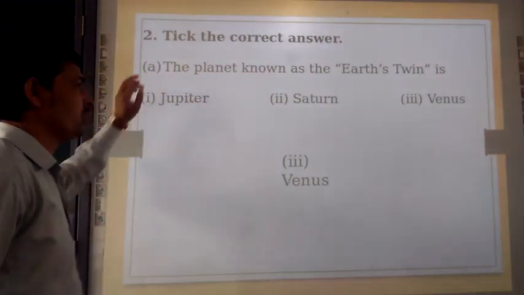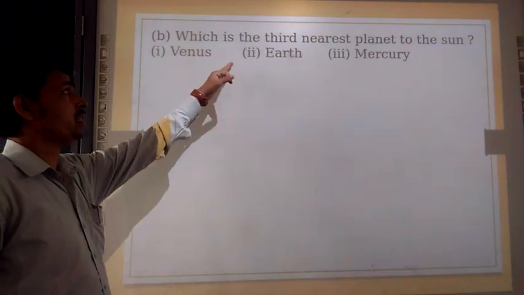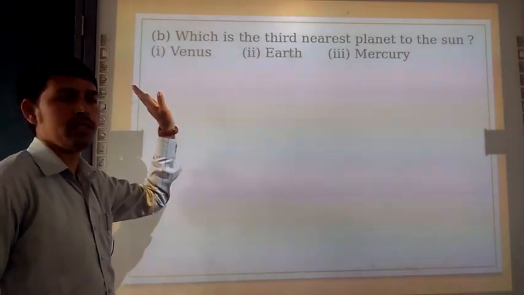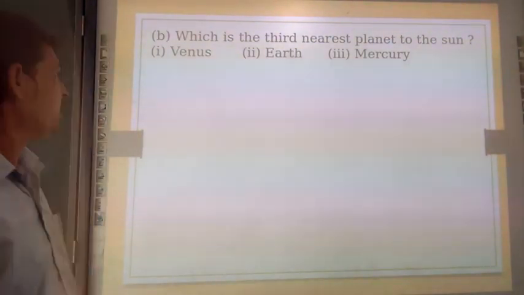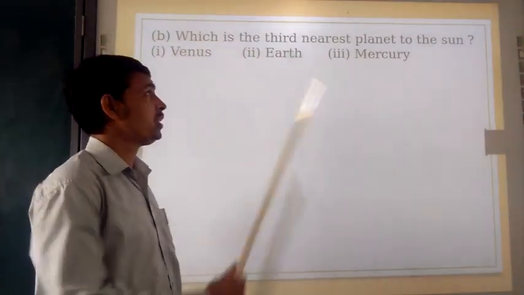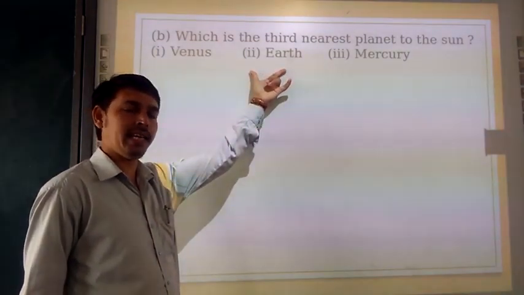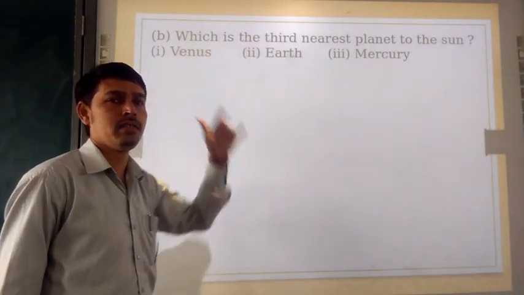Now moving to the second. Which is the third nearest planet to the Sun? Out of the three, Venus, Earth and Mercury, which is the third nearest planet to the Sun? So our Mother Earth. That is the second one, the correct answer.